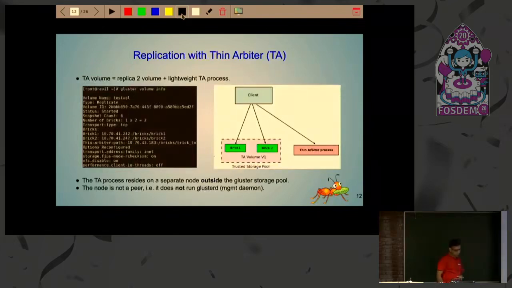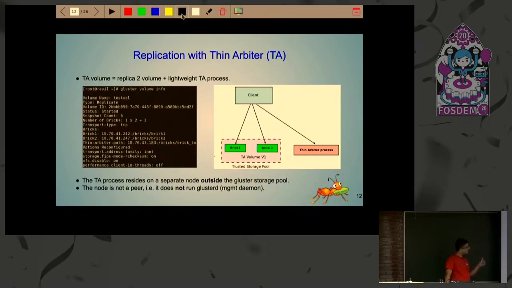So why did we go with the thin arbiter? Let's see what the thin arbiter is. The thin arbiter is essentially a replica 2 volume plus a lightweight thin arbiter process. If you look at the normal arbiter, it's actually a full-blown process, in the sense that there is one arbiter for every replicate subvolume and it stores all the files of that particular volume. But the thin arbiter is not like that.